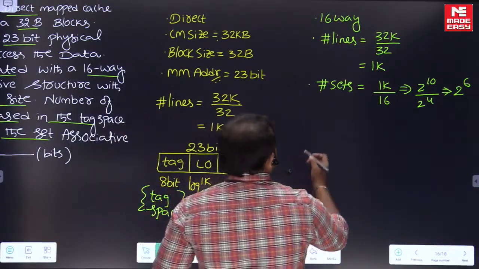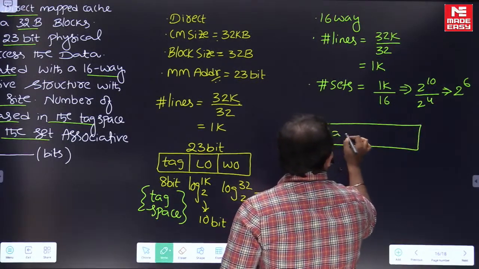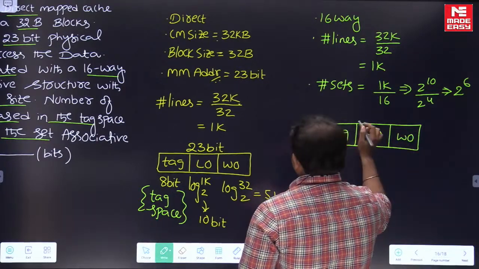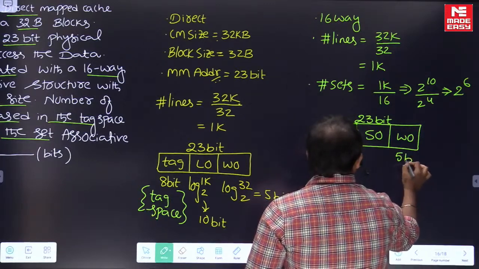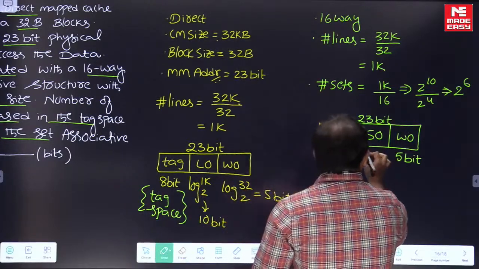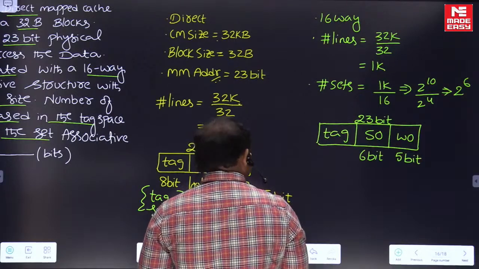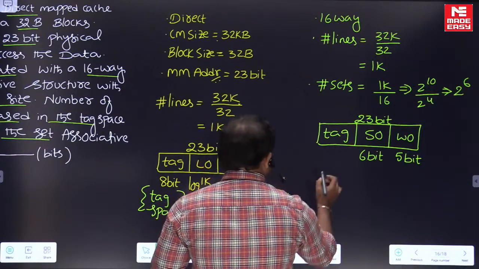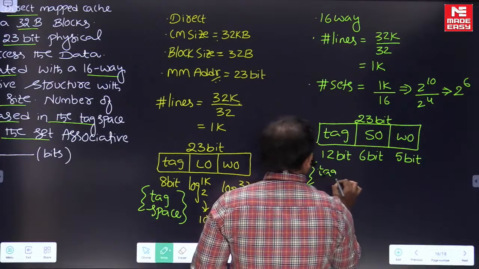Now the address format: tag, set offset, word offset. This is a 23-bit address. Block size 32 bytes gives 5 bits, and number of sets 2 power 6 gives 6 bits. And the remaining bits? 23 minus 11, that is 12 bits. 12-bit tag space. What does it mean?